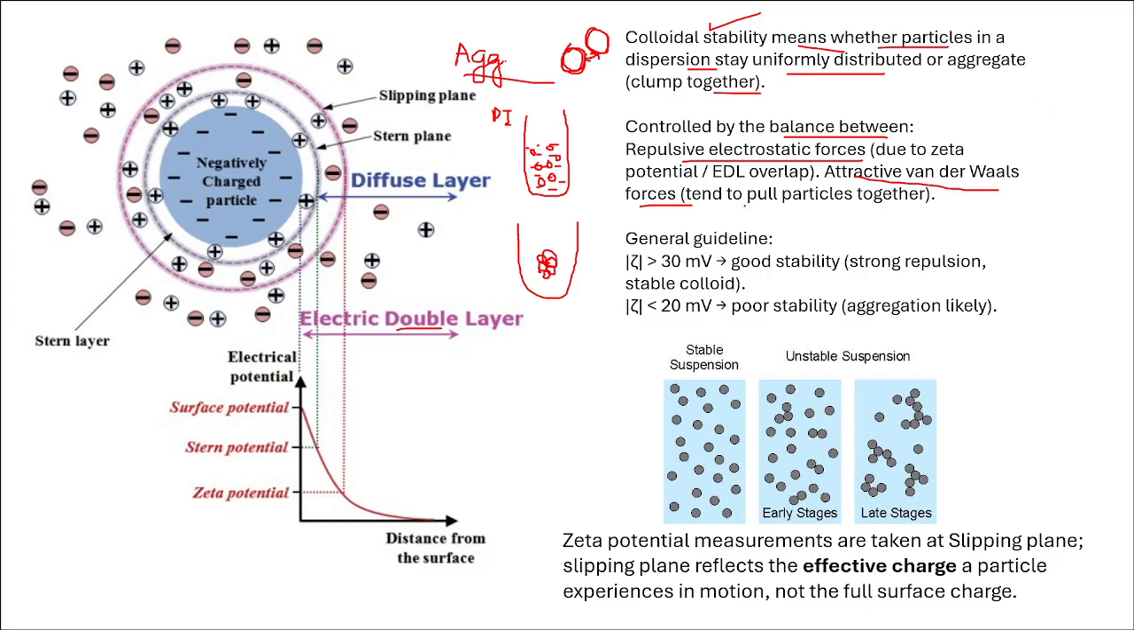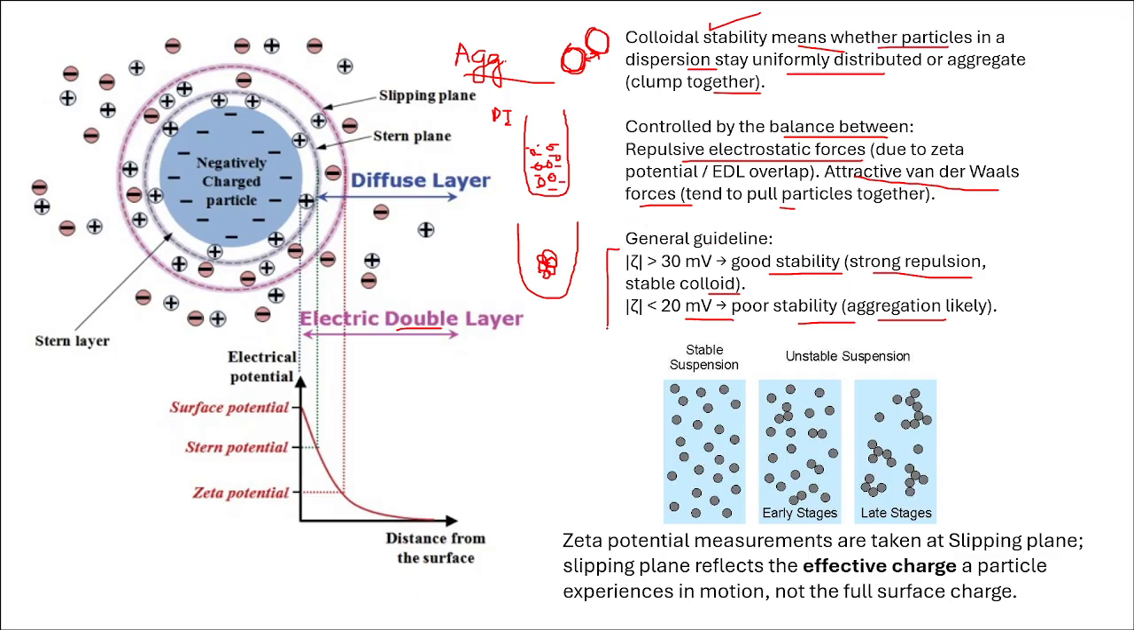So attractive van der Waals forces tend to pull particles together. It should be less. So the general guideline is, if the zeta potential value is greater than 30 millivolt, it indicates the stability is good, means strong repulsion or stable colloid. And if it is less than 20 millivolt, it denotes poor stability and there could be aggregation.